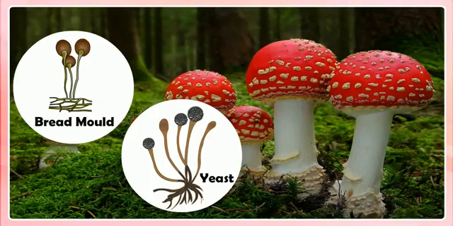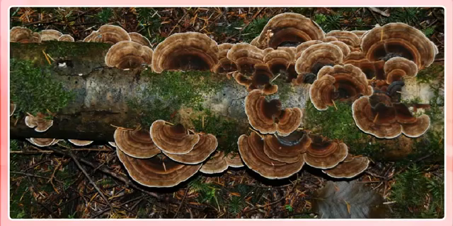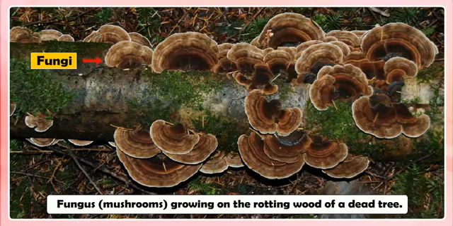The non-green saprophytic plants such as fungi obtain their food as follows. The saprophytic plants, fungi, secrete digestive juices on the dead and decaying organic matter and convert it into a solution. They absorb the nutrients from this solution. This mode of nutrition in which plants take in nutrients from dead and decaying organic matter is called saprophytic nutrition.